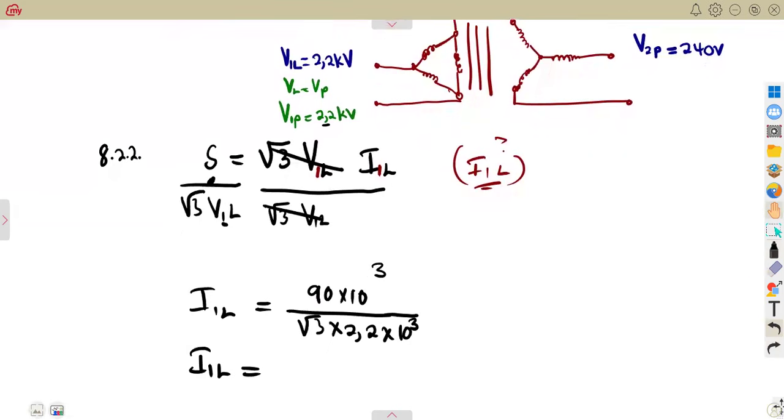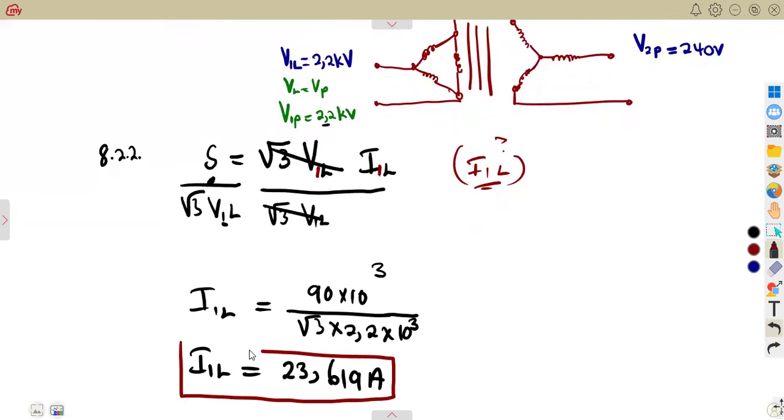So you must be careful with what you are working with. Okay, so this was going to be 23,619 amps. So that is how you can determine this line current from the primary side. You consider what you're given.